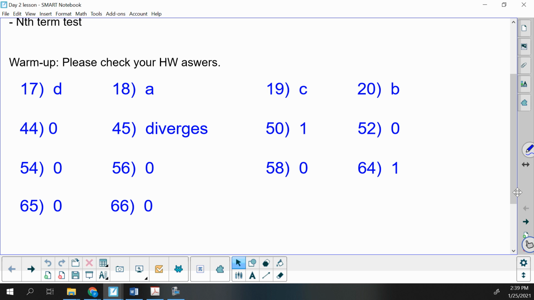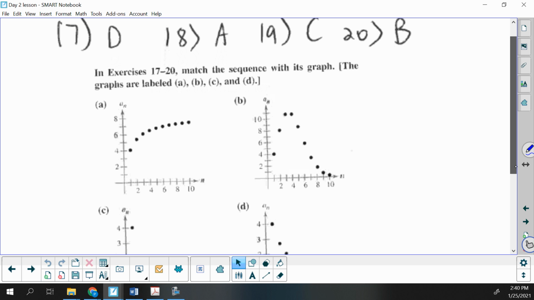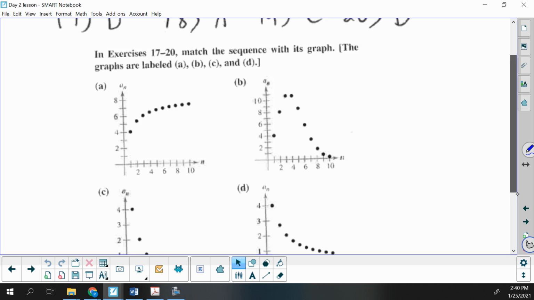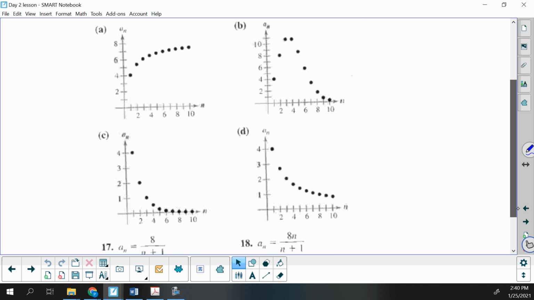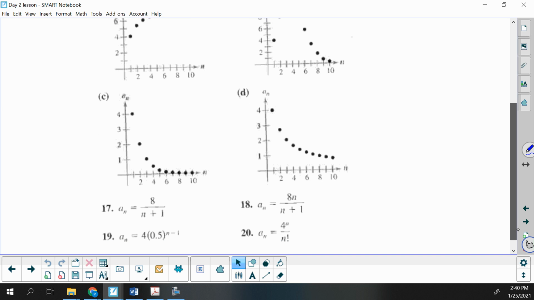There's your homework answers. You can pause here, check each of your answers, and then fast forward to the ones that you need to either look at the worked out solutions or hear me talk through. So D, A, C, B, all of them when you subbed in 1, you got back 4, so that didn't help you.